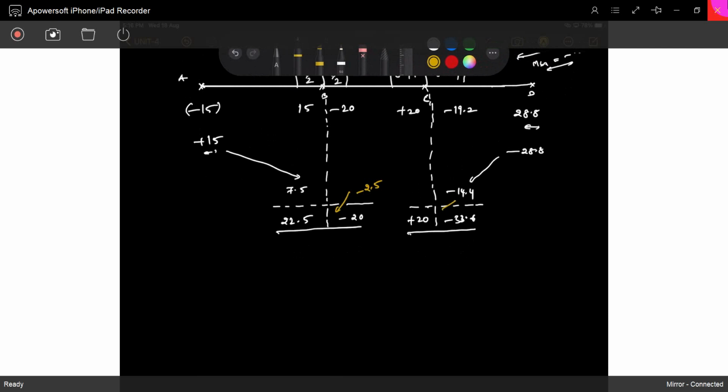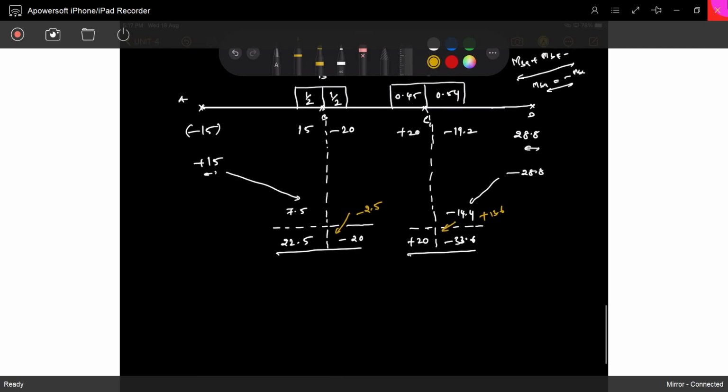In the same way at C, how much do you have to apply? If you add it, it is minus 13.6, so you have to apply plus 13.6. Then only the joint equilibrium is stable. Now start with joint B. Applied minus 2.5 at joint B, how is it distributed among BA and BC? That is the question.